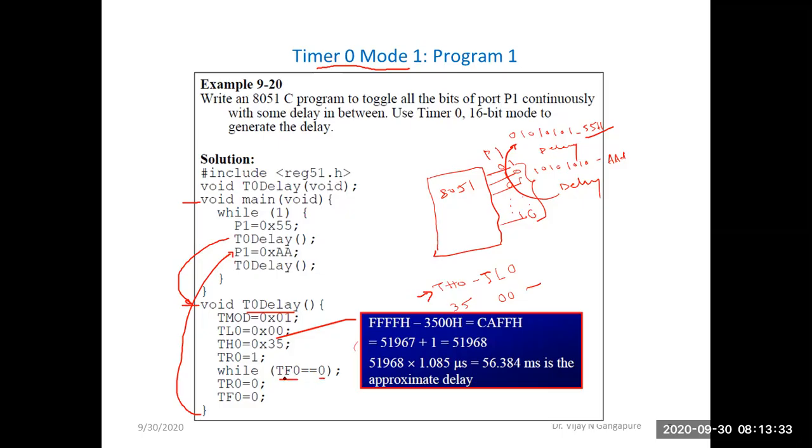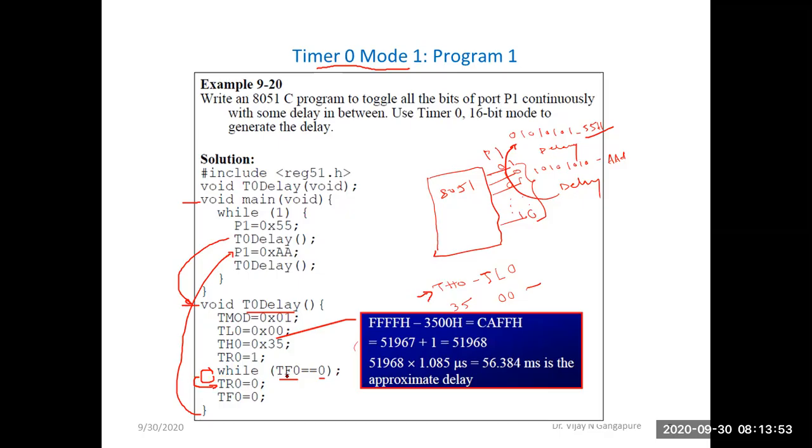Okay, so while TF0 is equal to 0 and semicolon, means your program will be in this loop checking the TF0 flag bit until it becomes 1. When it becomes 1, it will come out of this loop and go to the next statement, that is TR0 is equal to 0.